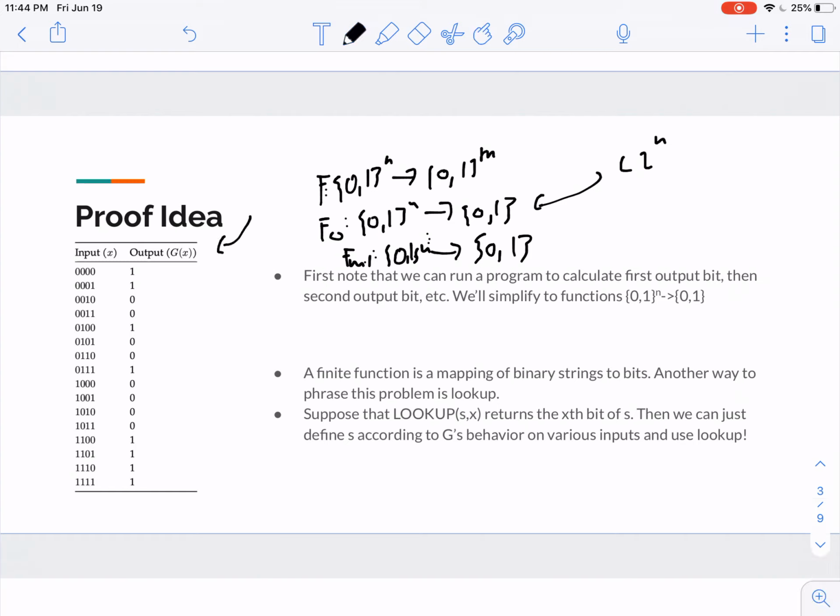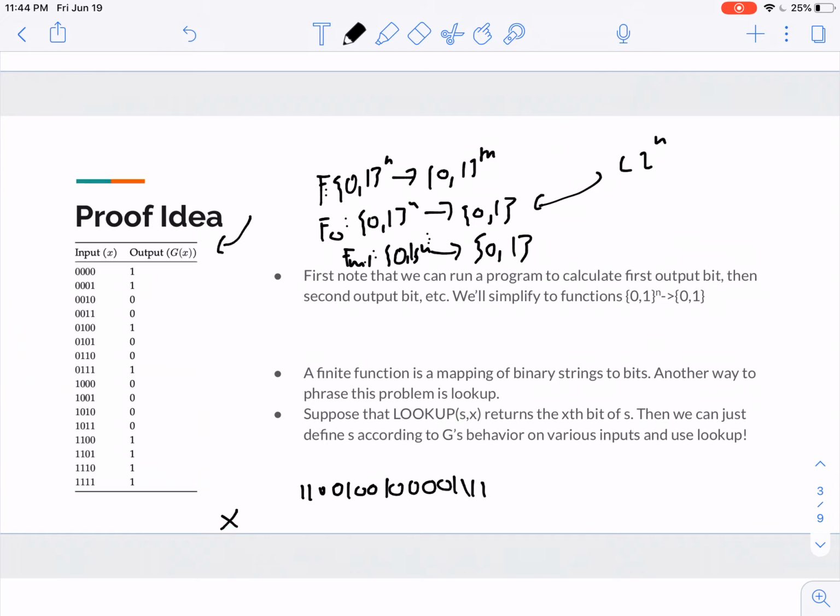So it's just some arbitrary function g, and for any input, it gives you an output, right? And so we actually see basically a finite function maps binary strings of a certain length to bits. So another way to phrase this problem is sort of a lookup problem, right? Like an equivalent problem to this g right here is you just have the string 1, 1, 0, 0, 1, 0, 0, 1, 0, 0, 0, 0, 1, 1, 1, 1. And on an input x, you look up the x bit of this.